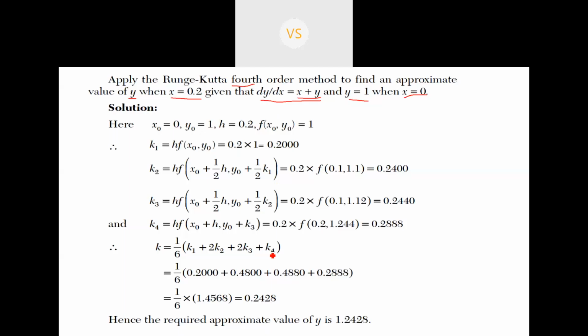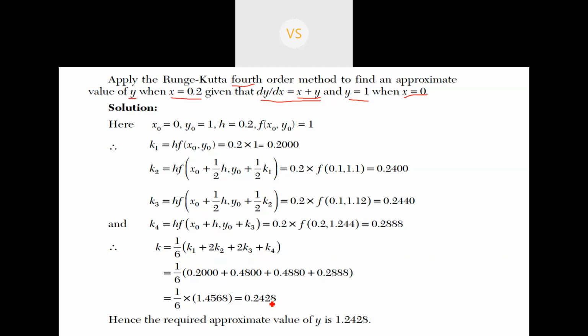Then k is equal to what? 1 by 6 of k1 plus 2k2 plus 2k3 plus k4. Here for the k2 and k3 terms we have taken half of the term, therefore remember that here it is 2k2 and 2k3. k1 and k4 are simple terms, so just k1 and k4. So in this formula you substitute the values of k1, k2, k3 and k4. You will get k as 0.2428.